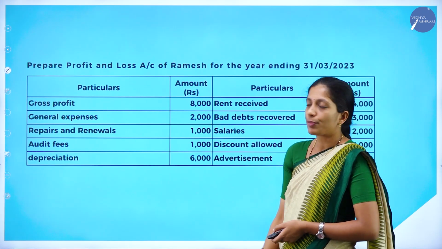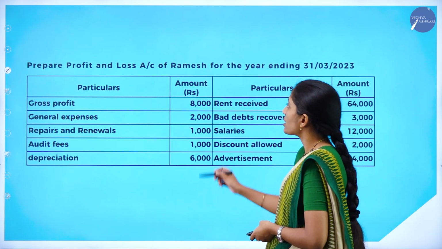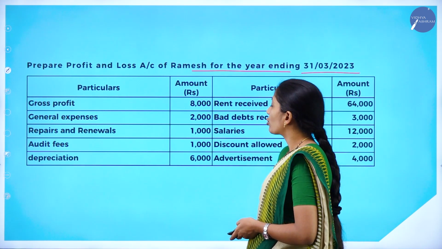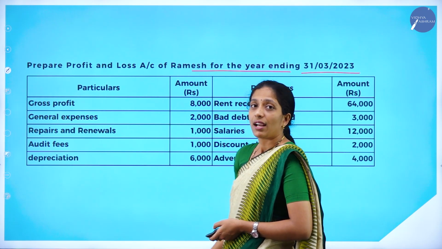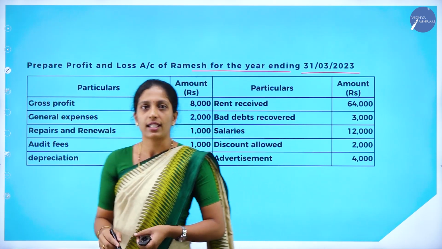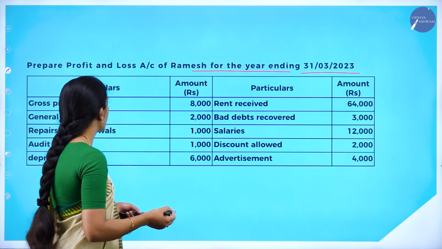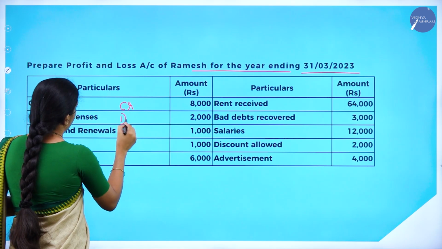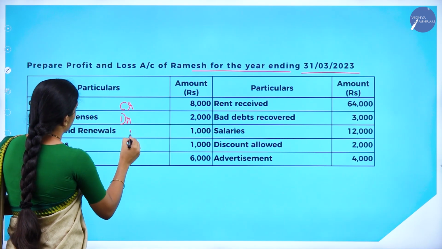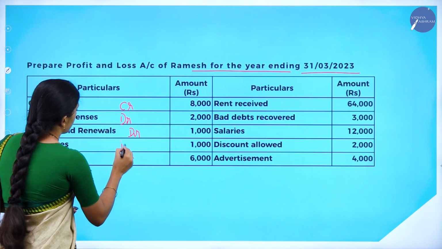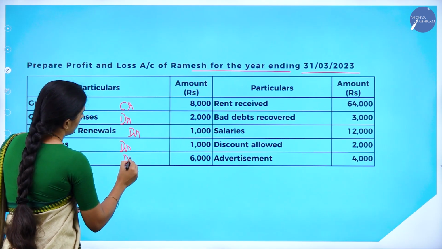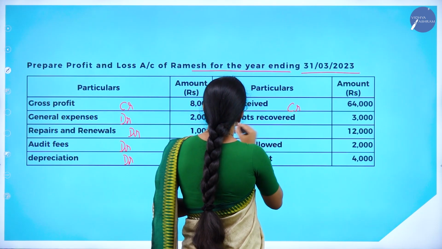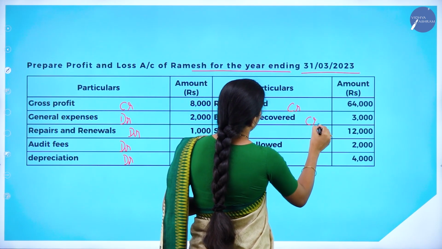Now coming to the next problem. Prepare profit and loss account of Ramesh for the year ending 31st March 2023. So we have gross profit 8,000 and we have general expenses. So here itself we shall segregate them into debit as well as credit side. Gross profit we have to record in the credit side, general expenses debit side, repairs and renewals debit side, audit fees debit side, depreciation debit side, rent received, it is an income, so credit side, bad debts recovered, so this is in the credit side.